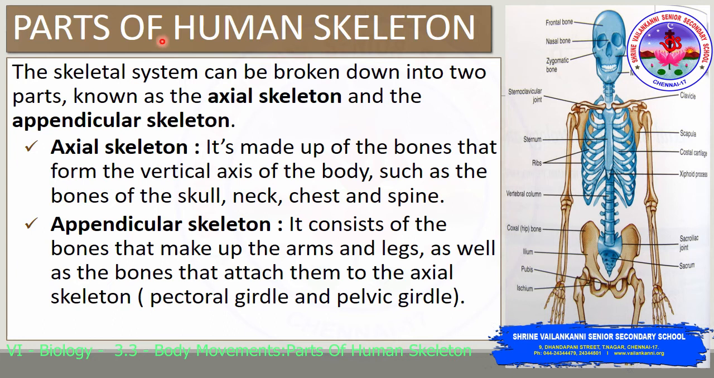Now we will be studying the parts of the human skeleton. The skeletal system can be broken down into two parts, the axial skeleton and the appendicular skeleton. The axial skeleton is made up of bones that make up the vertical axis of the body, such as the bones of the skull, neck, chest and spine, as you can see in this picture. While the appendicular skeleton consists of bones that make up the arms and legs, as well as the bones which attach them to the axial skeleton, which are the pectoral girdle and the pelvic girdle.